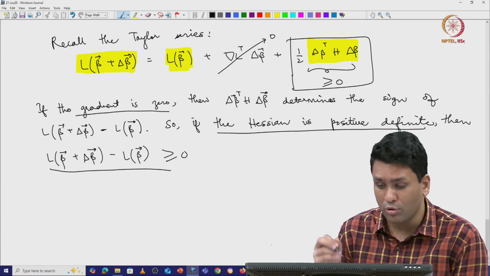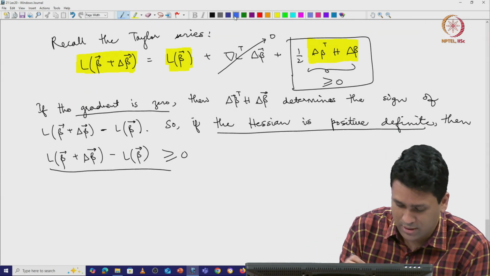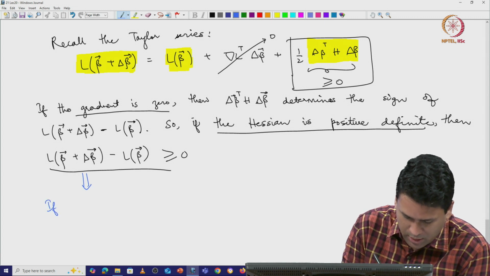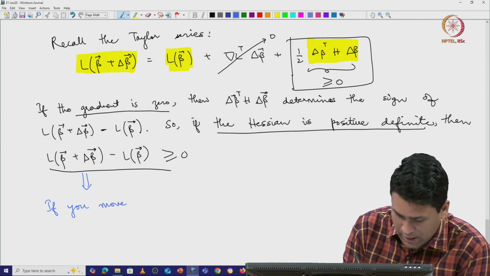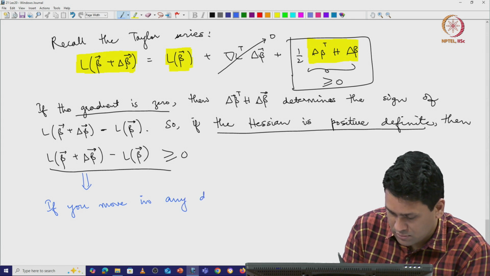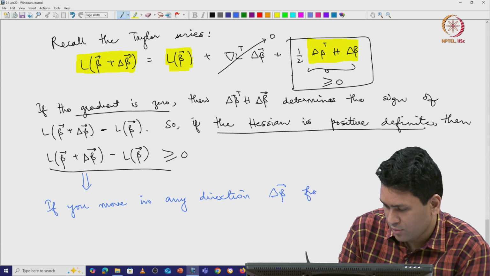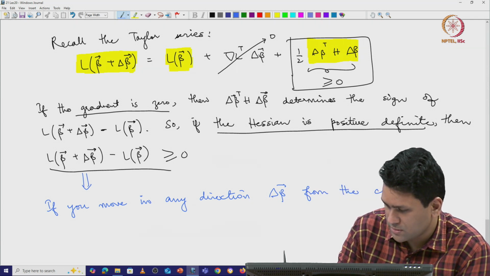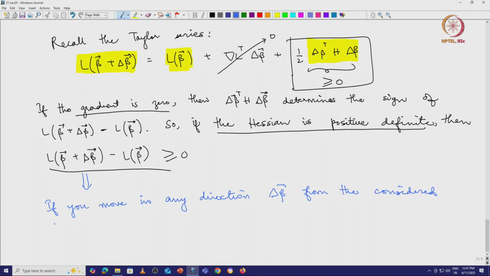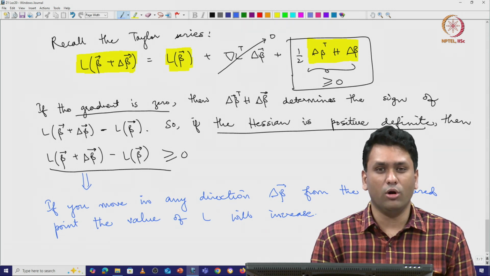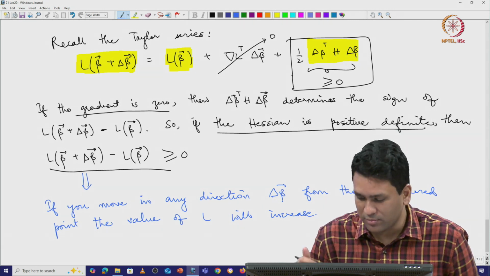So, this means if you move in any direction delta beta from the considered point, the value of L will increase. And what is a point from which if you move in any direction all the values always increase? That is a local minimum.